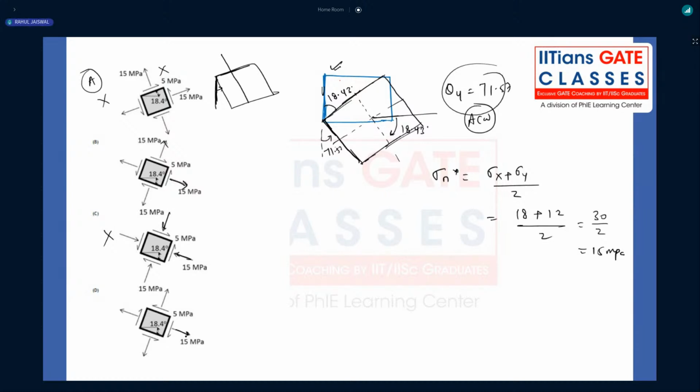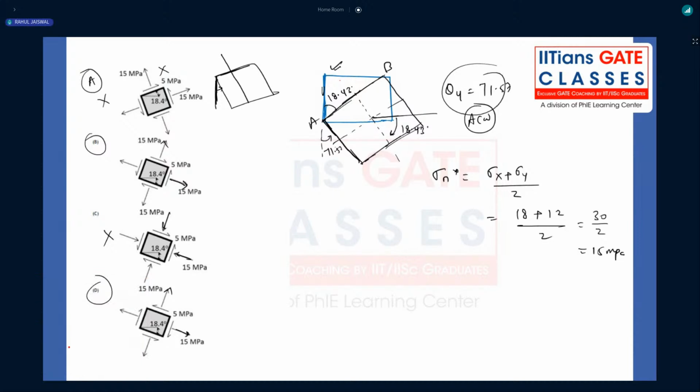Now we have two options, right? B and D. Either of them could be correct. Now, how can that be decided? That can be decided by calculating tau s theta on a particular plane, AB. For example, if I get to know the value of the shear stress direction on plane AB, the other plane's direction can be easily identified and we can tick the options, right? Now let's calculate that.